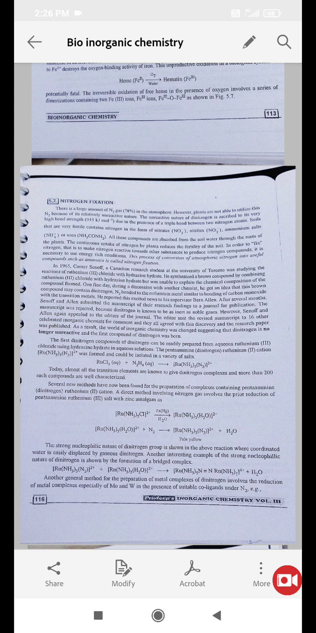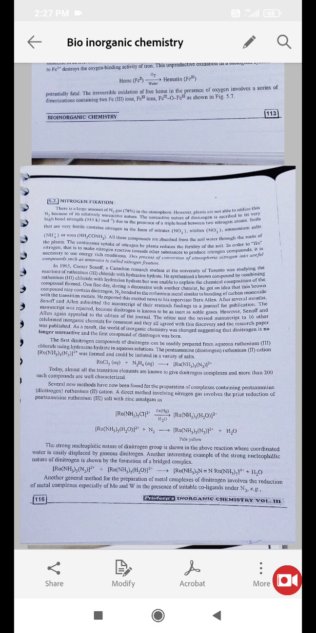In 1965, Kaiser Sanoff, a Canadian research student at the University of Toronto, was studying the reactions of ruthenium chloride with hydrazine hydrate. He synthesized a brown compound by combining ruthenium chloride with hydrazine hydrate, but was unable to explain the chemical composition of the compound. One fine day, during a discussion with another chemist, he got an idea that this brown compound may contain dinitrogen bonded to the ruthenium metal, similar to the bonding of carbon monoxide with the transition metals. He reported this exciting news to his superior, Allen Bern.